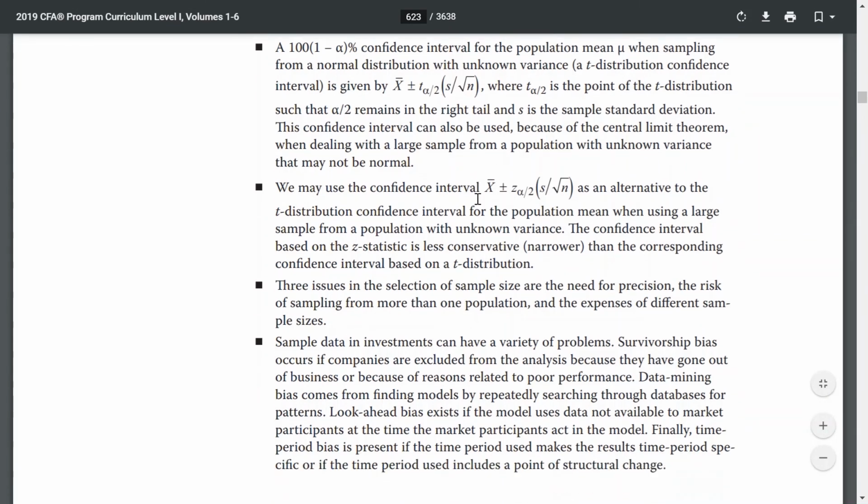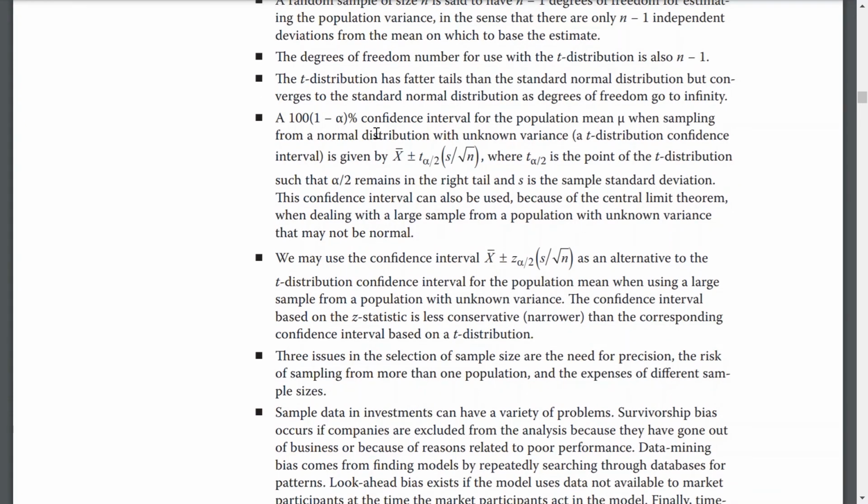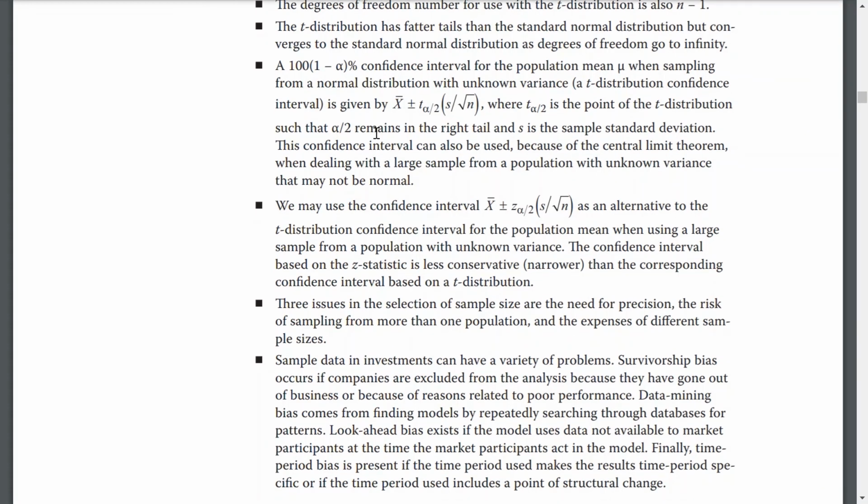A 100 multiplied by 1 minus A% confidence interval for the population mean mu when sampling from a normal distribution with unknown variance is the t-distribution confidence interval. It is given by this formula, where t A divided by 2 is the point of the t-distribution such that A divided by 2 remains in the upper tail, and s is the sample standard deviation.